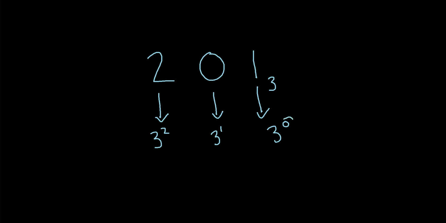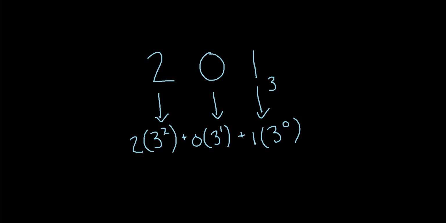So notice the pattern, we're just starting with an exponent of 0 on the far right, and each time we move to the left, we increase the exponent by 1. So we get 1 times 3 to the 0, plus 0 times 3 to the first, plus 2 times 3 to the second. So we're adding all these values together.